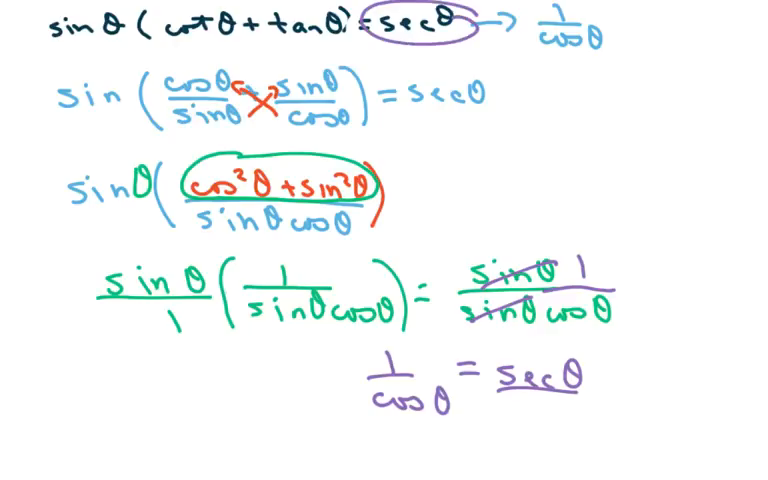And that's all. The next ones we're going to do involve the Pythagorean identities and factoring and foiling to establish the identities.